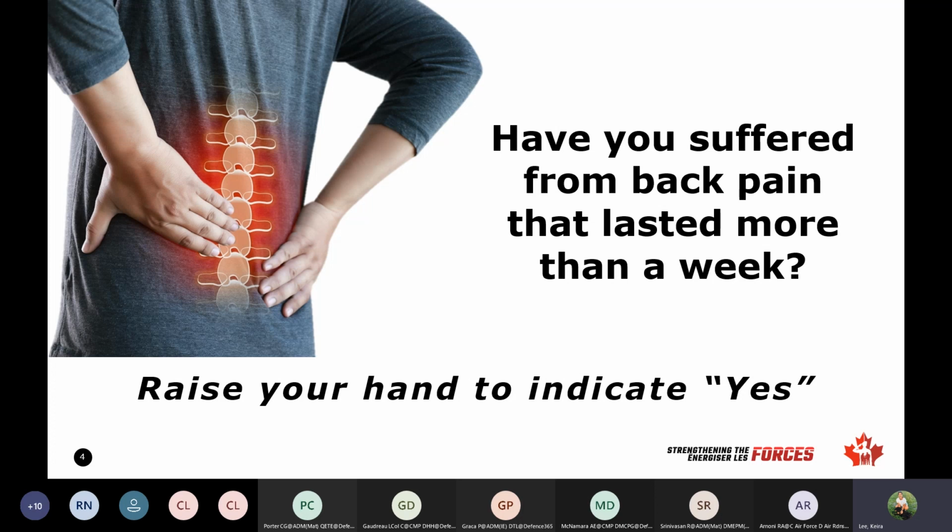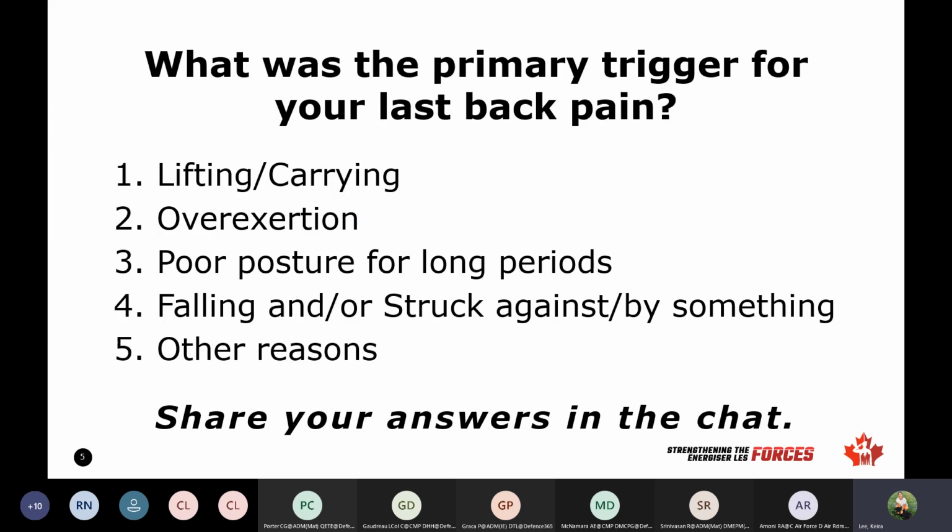And with that, it leads me to my next question. What was the primary trigger for your last back pain? Even if you haven't experienced back pain for a long time, you might have experienced it for a few days at a time. Some people can really easily identify the cause of their back pain, and sometimes it's really hard to identify a clear-cut source.